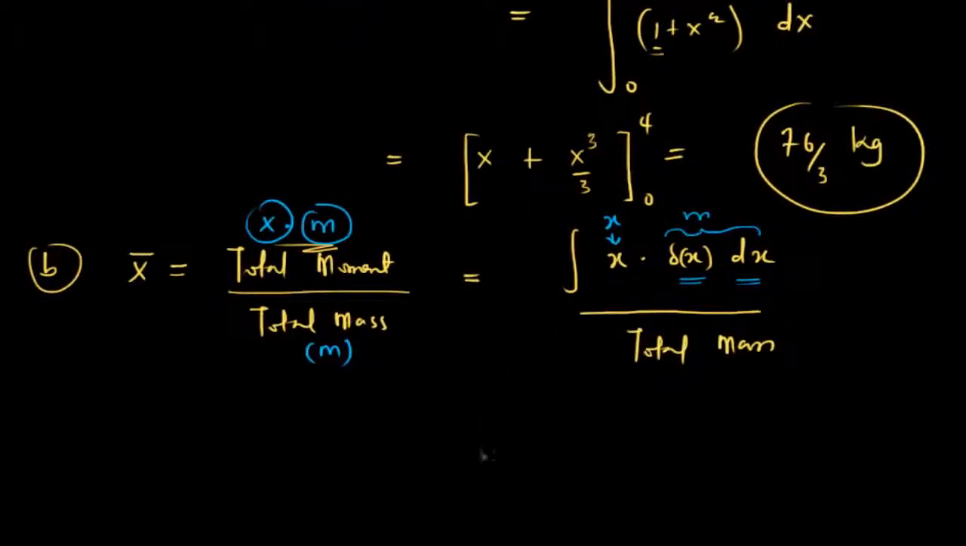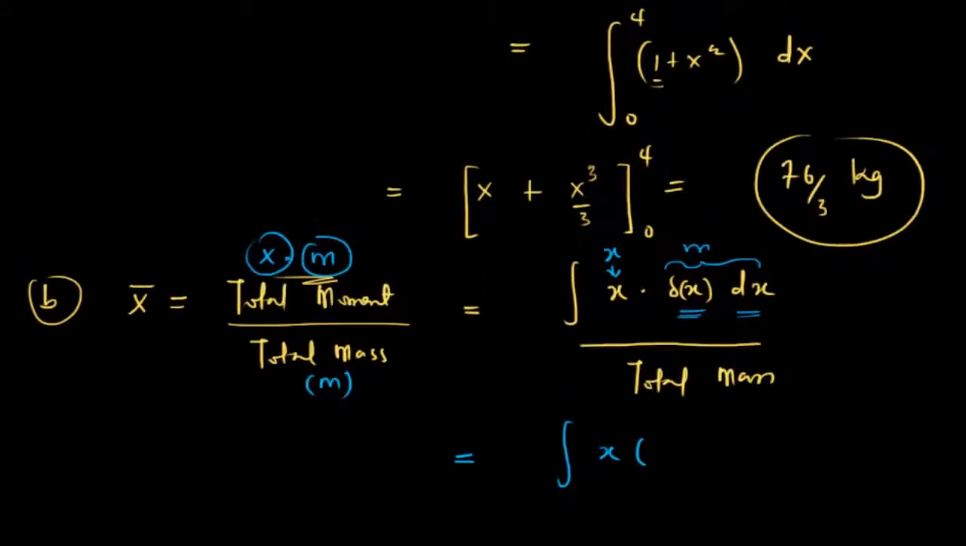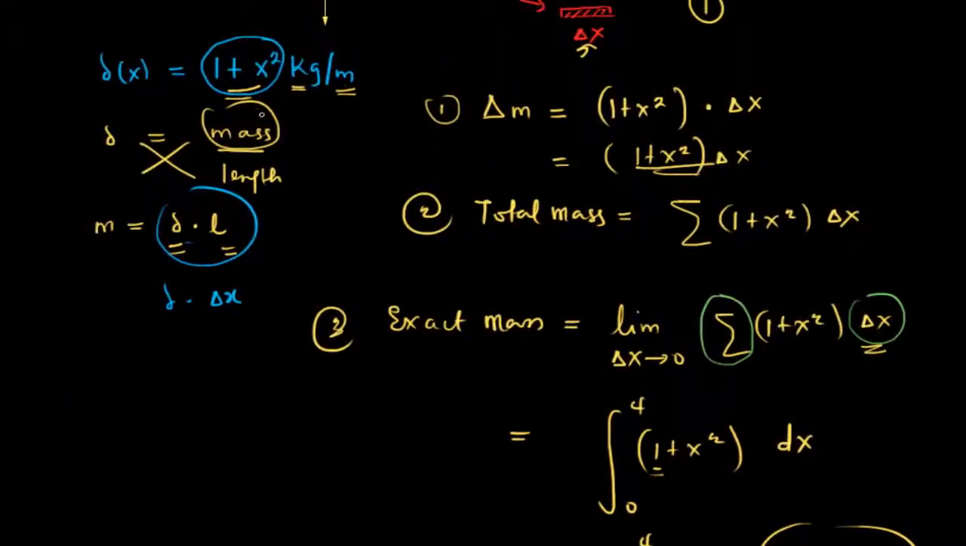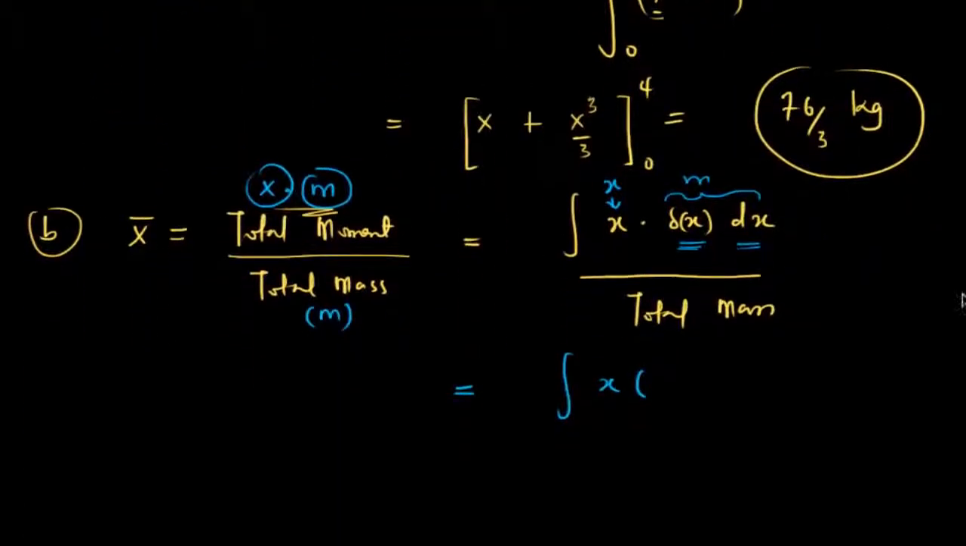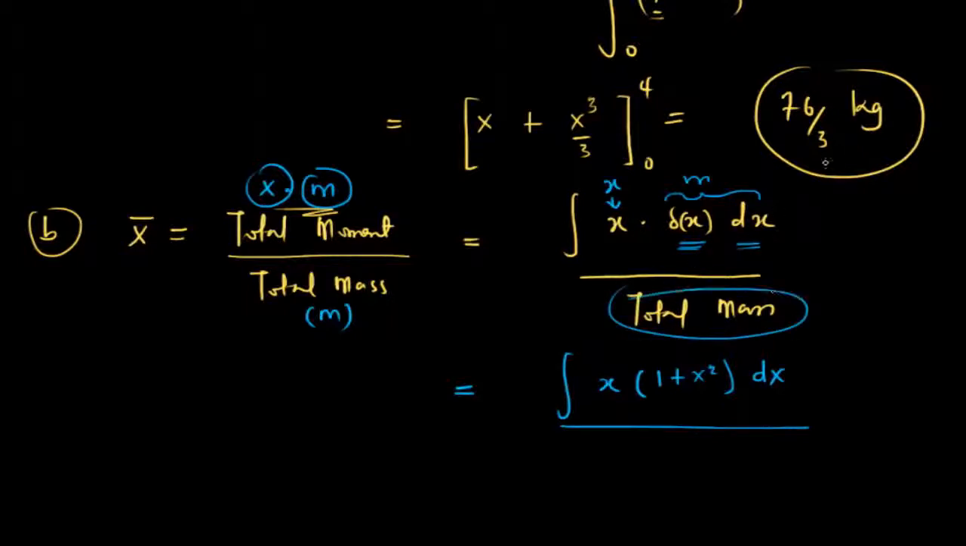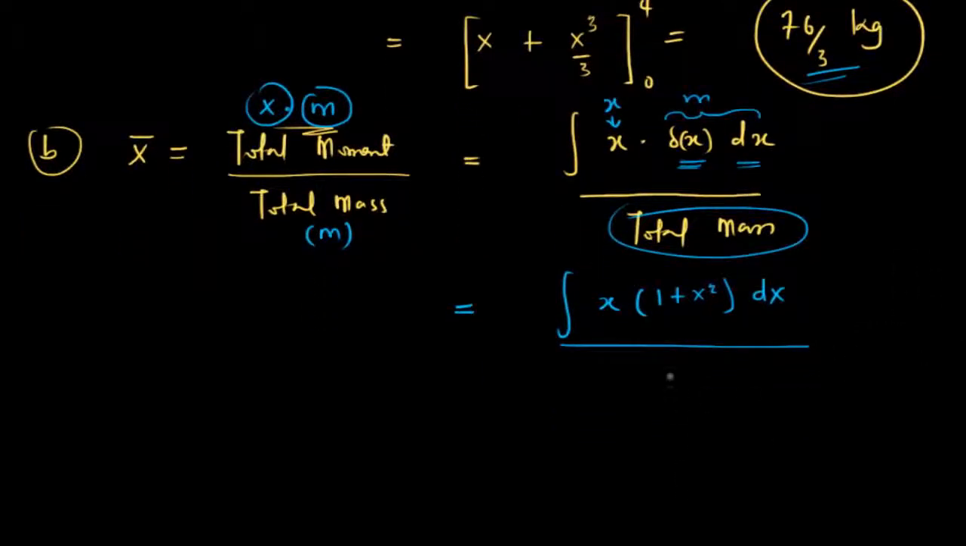So the next thing is let's just plug in our values. So this is going to be the integral of x, and the del of x, which is the density. So we go back here. The density is 1 plus x squared. So we come back here. So we have 1 plus x squared. Then the x divided by, now the total mass we've obtained to be 76 divided by 3. So write that down, 76 divided by 3.